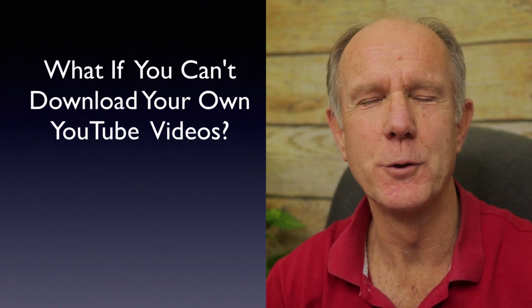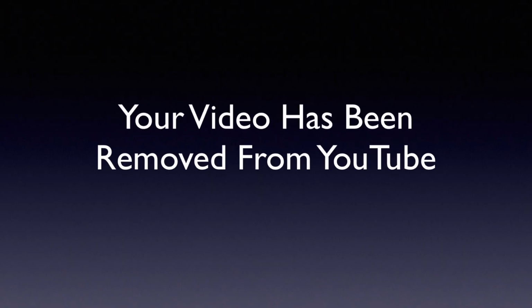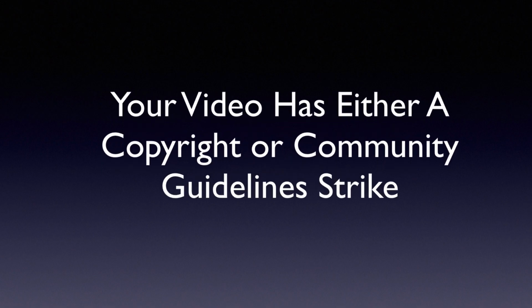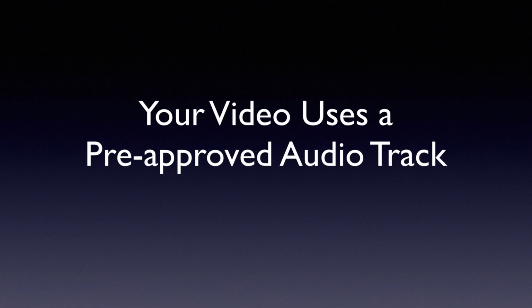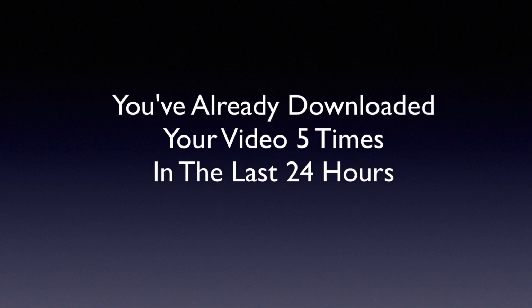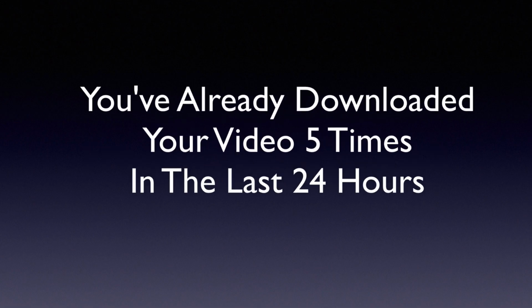What if you can't download your own YouTube videos? Here are four reasons why you're unable to download your own YouTube videos. It means your video has been removed from YouTube, your video has either a copyright or community guidelines strike against it, your video uses a pre-approved audio track, or you've already downloaded your video 5 times in the last 24 hours. YouTube only allows you to download an individual video up to 5 times per day. After the day has passed, you'll see the option to download the video again.